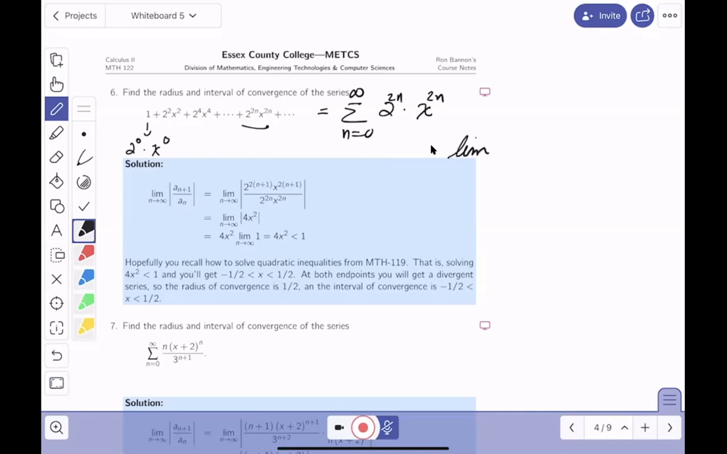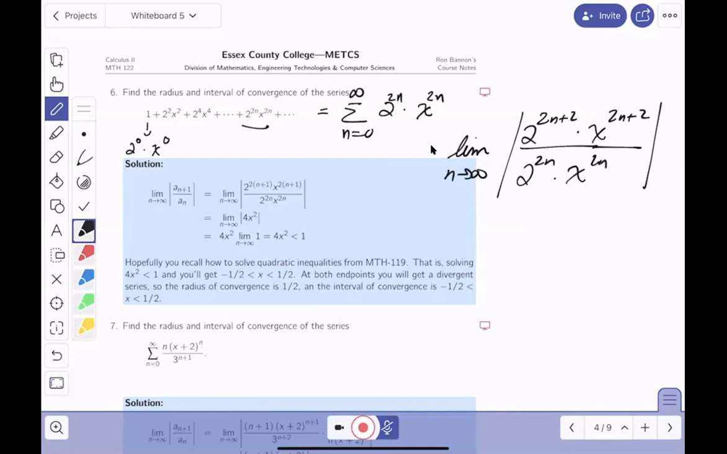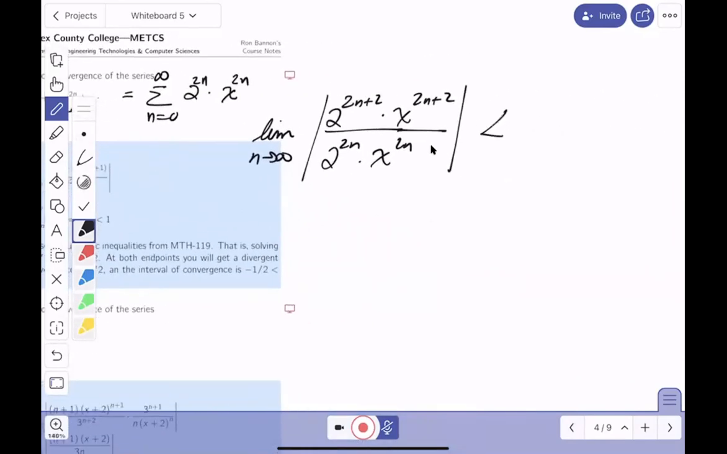Now the limit as n goes to infinity. This should be fairly easy to do. It's going to be 2 to the 2n plus 2 times x to the 2n plus 2, divided by a_n, which is 2 to the 2n times x to the 2n, and that should be less than 1. When you simplify the limit, you get 2 squared, which is 4, and x squared. So the absolute value of 4x squared is less than 1, and I have to solve that.